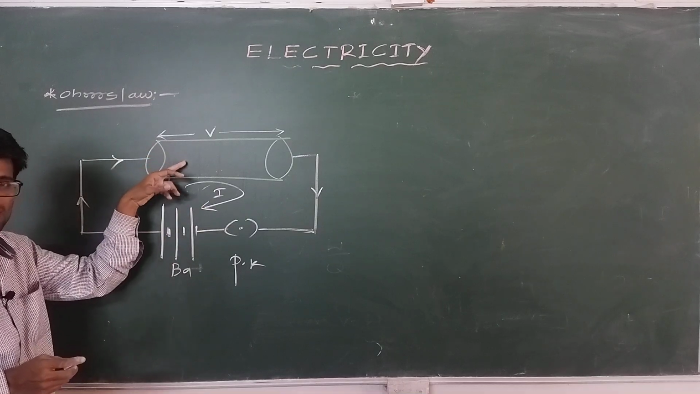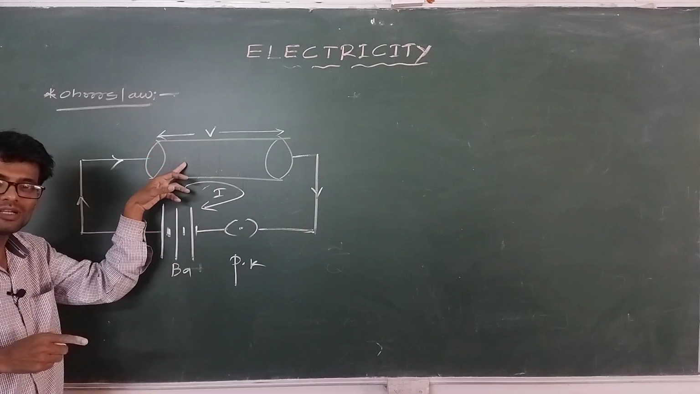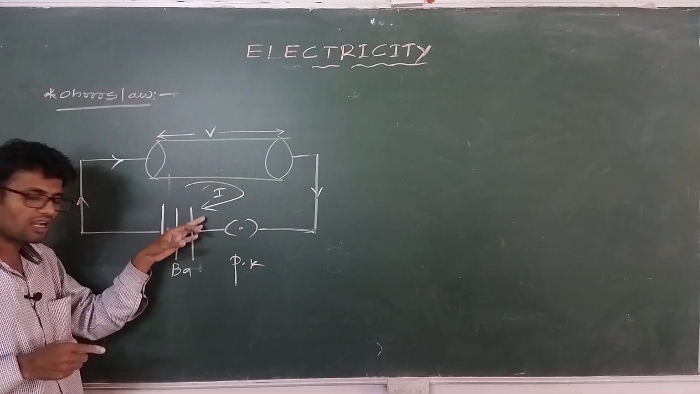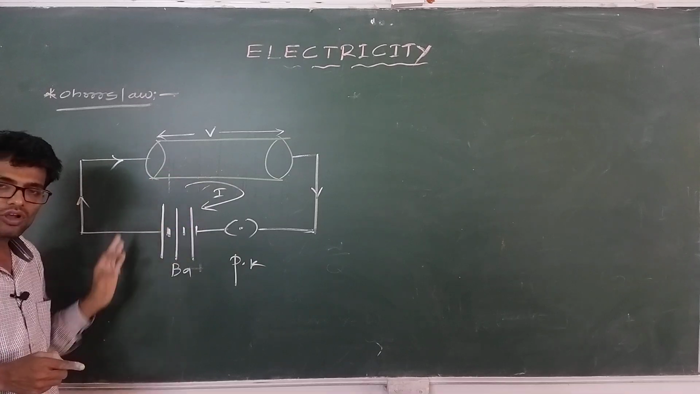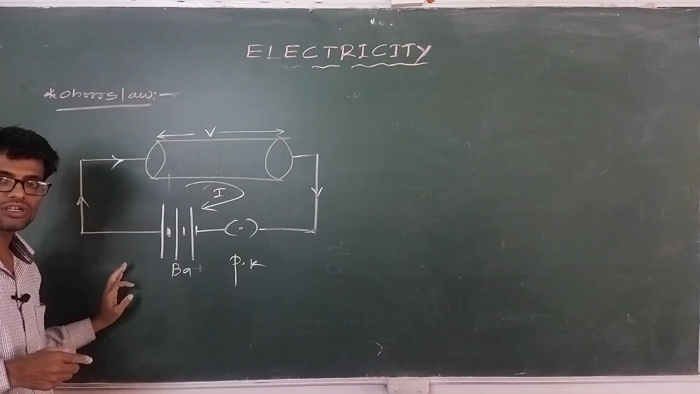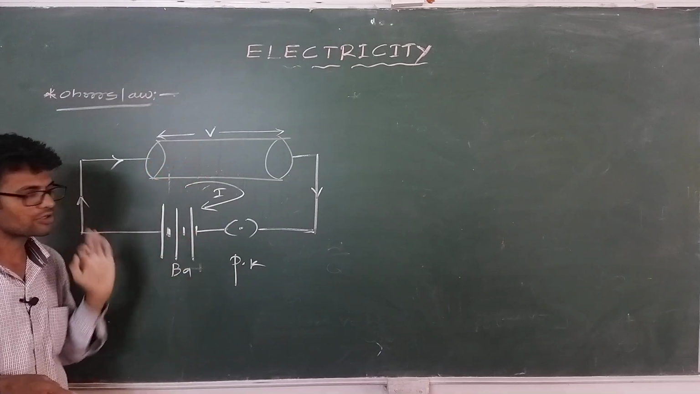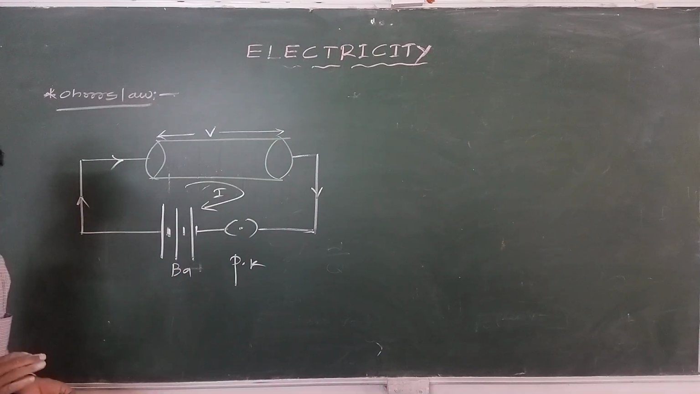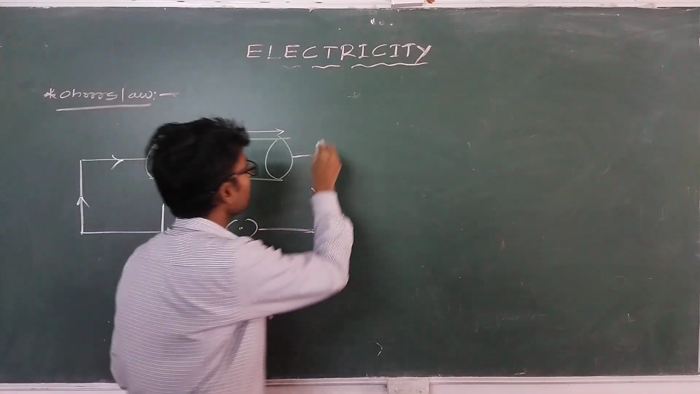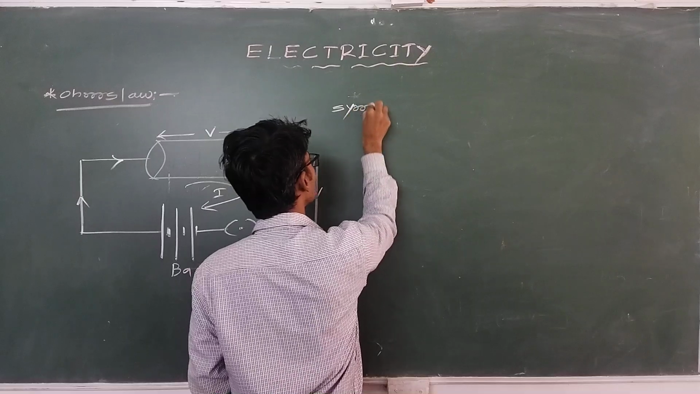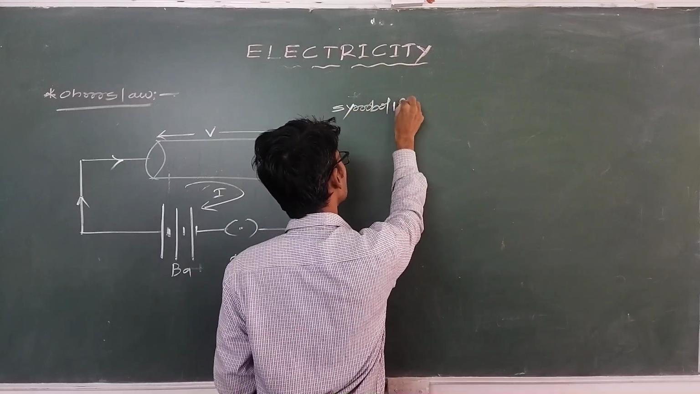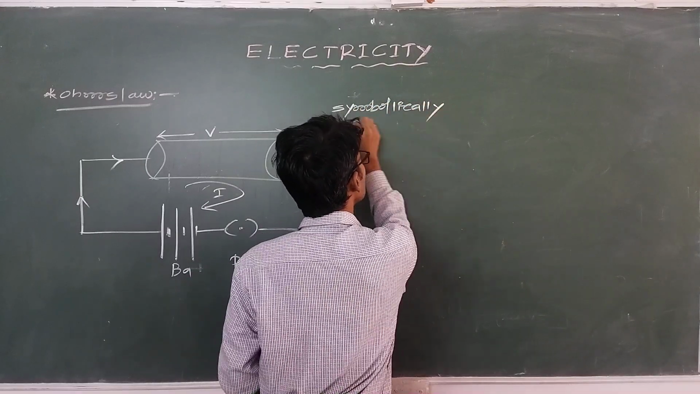So see, we have V, the potential difference between the ends of the conductor, and I is the current flowing. So therefore, at a constant temperature, the potential difference between the ends of a conductor is directly proportional to current flowing through it. So this is Ohm's law. I'll write it symbolically.